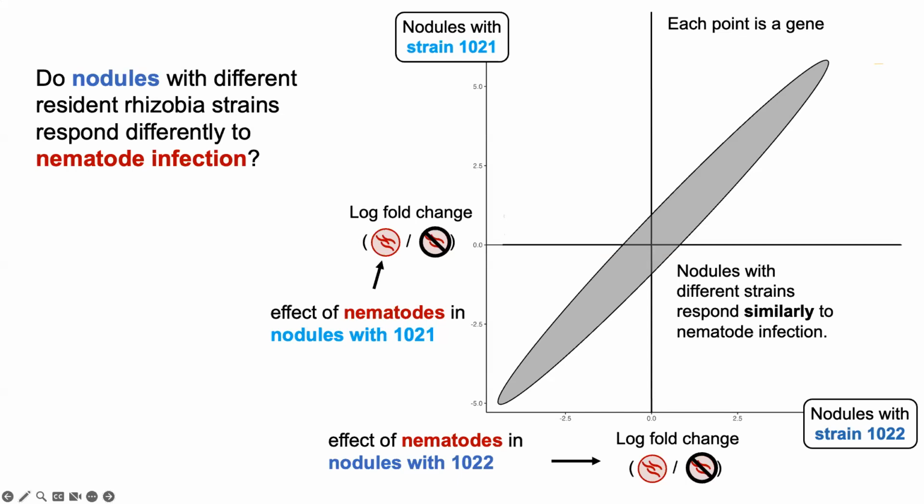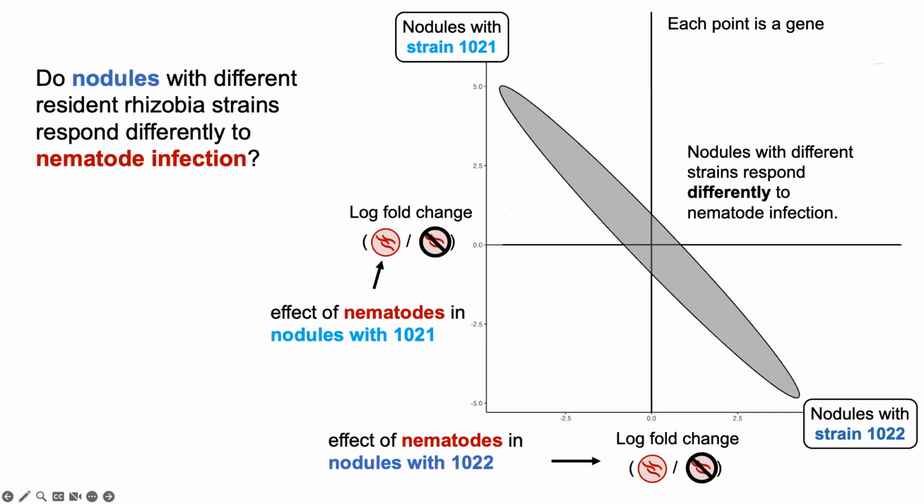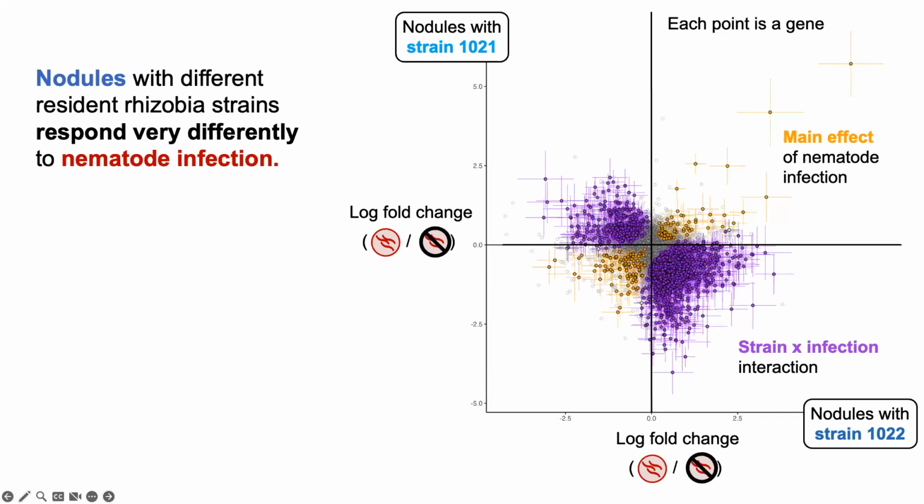So if we see a pattern that looks like this, it tells us that nodules with different rhizobia strains respond similarly to parasite infection, or in other words, that rhizobia aren't really impacting how a nodule responds to infection. If we see something like this, it would tell us that nodules with different strains are responding really differently to parasite infection. And to our total surprise, we see the latter pattern. So we see that nodules with different resident rhizobia respond really, really differently to parasite infection.